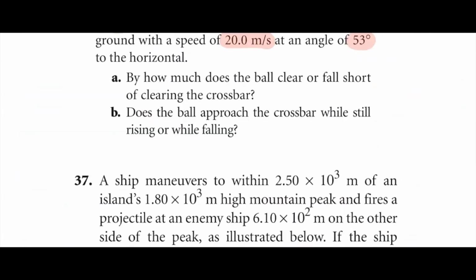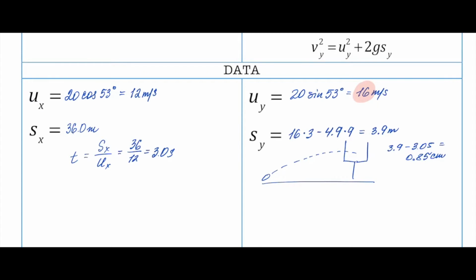The second question is, does the ball approach the crossbar while still rising or while falling? In other words, we do know that it is going to make it. The picture that I have right now shows the ball already falling through. It could be that it's still rising and then starts falling past.